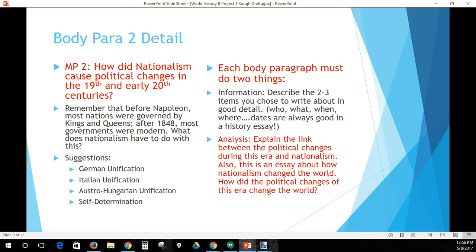The Italians were the same way. The Austro-Hungarians were the same way. And in self-determination, these were all these itty-bitty nations that were splitting off from the Ottoman Empire. What did nationalism have to do with that? They wanted to control their own destiny too. They wanted to be great. Everybody wanted to be great. That's what nationalism has to do with all of this.